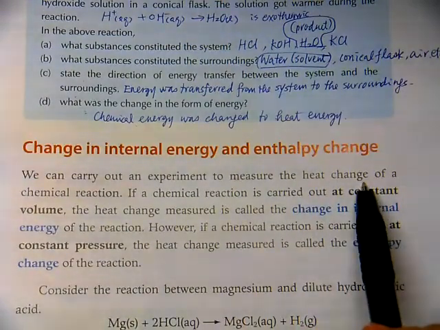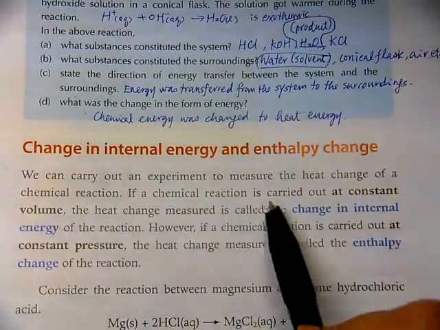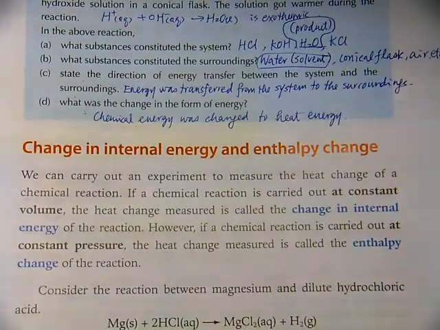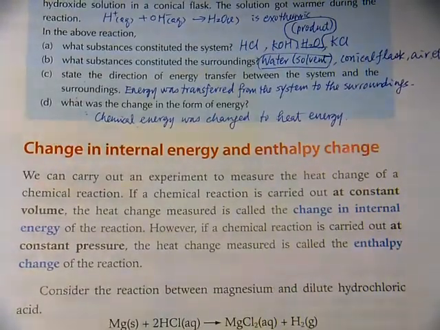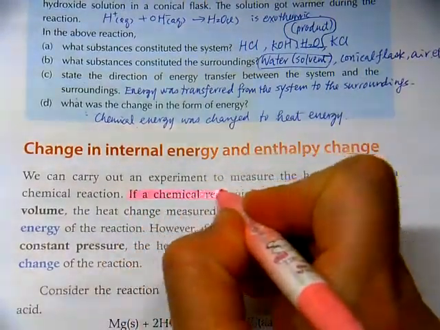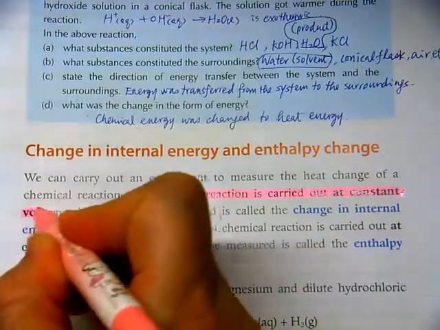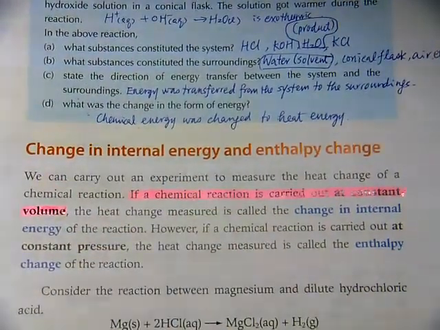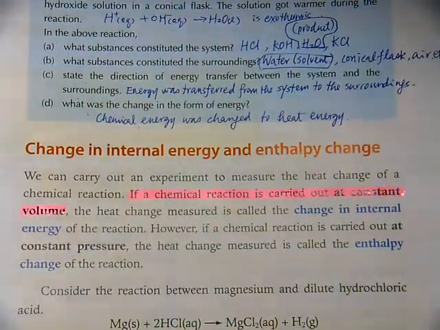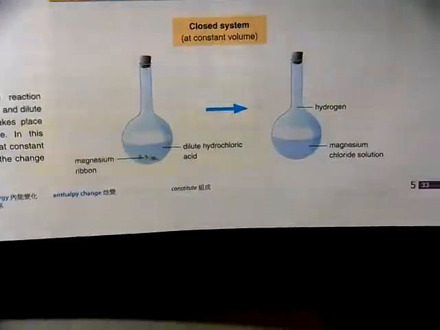However, during the measurement, we can carry out the reaction at constant volume. Now, underline: if a chemical reaction is carried out at constant volume, that means volume doesn't change. Now, what does it mean? Let's look at this photo.